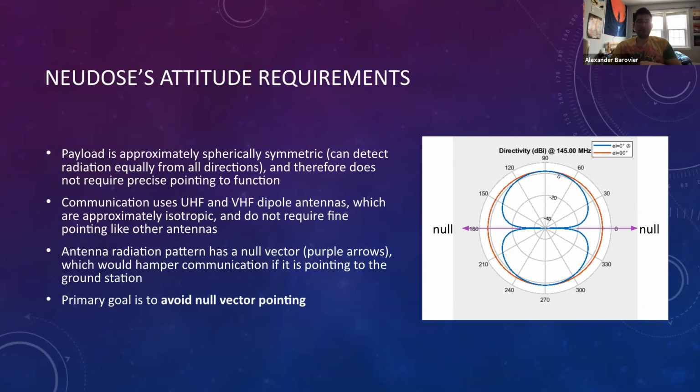Beyond that, we don't use S-band antennas, for example, which have really tight pointing requirements. Instead, we use dipole antennas, and their radiation pattern is shown here. You can think of it as oscillation about this axis causing radiation like that. But because of that, you have this null vector, which is parallel to that oscillation direction. And if that null vector is pointing towards the ground station, then you have poor gain. So it's basically poor communication if you have this null vector facing the ground station. So our primary goal is to avoid this null vector pointing.